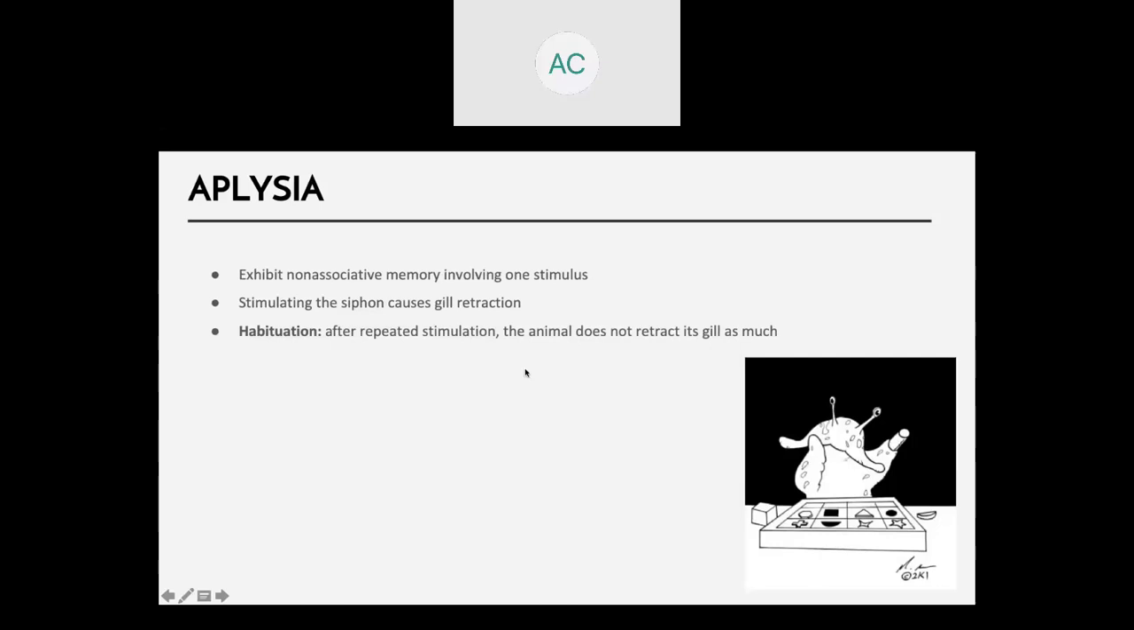And then you can actually reverse the process through sensitization, which is if you pair stimulation of the siphon with shock on the tail, then they will actually start retracting their gill again. So these are very, very simple kinds of learning, but they serve as a great foundation for talking about more complex forms of memory.